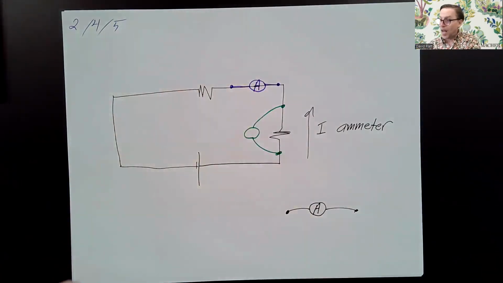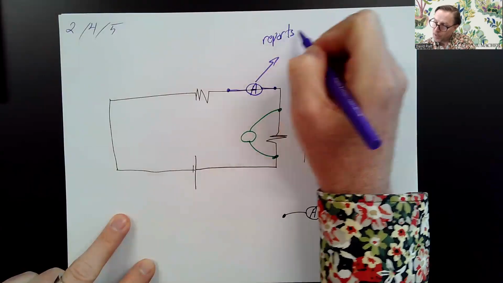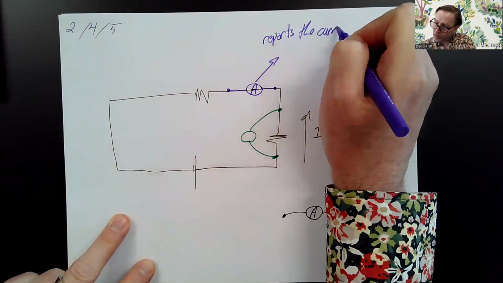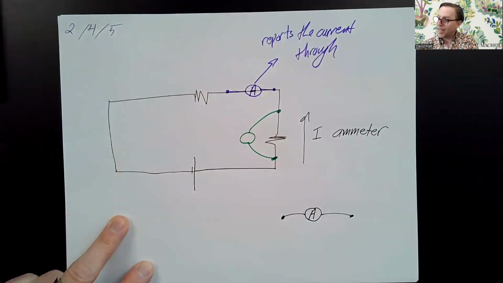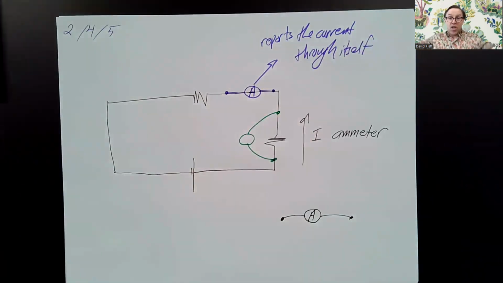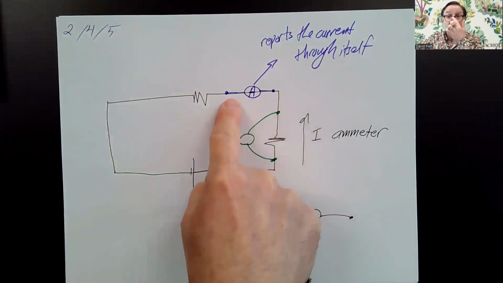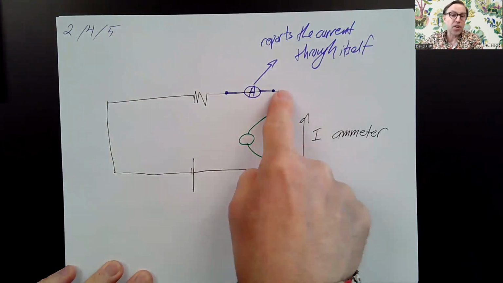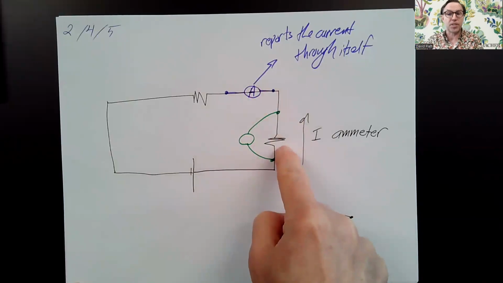Because what an ammeter does is it reports the current through itself. This says the current through me is this many amps. Well, since this resistor and this ammeter are in series, the current through here and the current through here are the same. So if this says the current through itself, it's also telling you the current through this resistor. Yay!